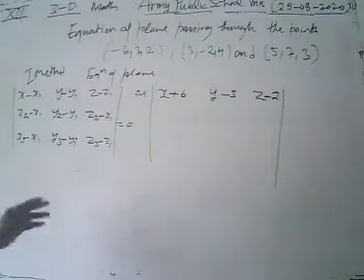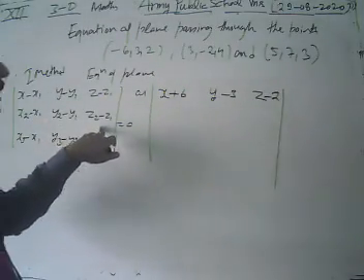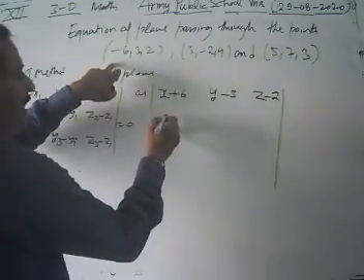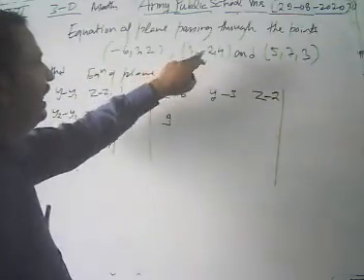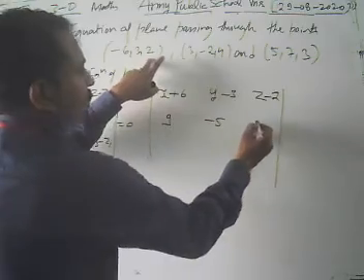Now then x2 minus x1, y2 minus y1, z2 minus z1. This is our x2, y2, z2. 3 minus minus 6 we get 9. Minus 3 we get minus 5. 4 minus 2 we get 2.